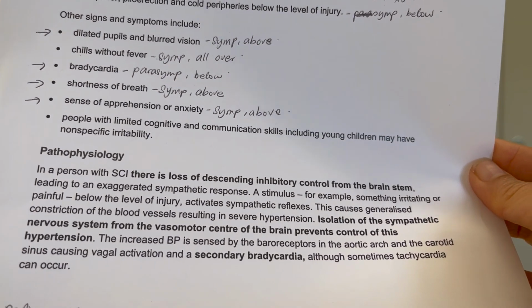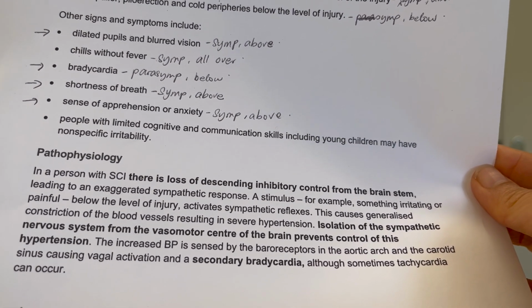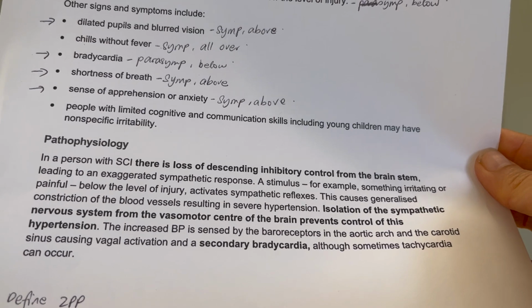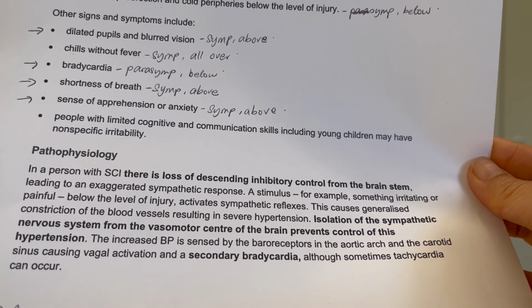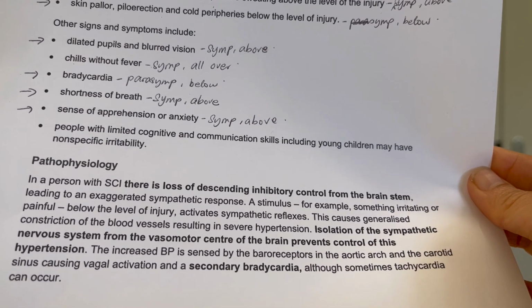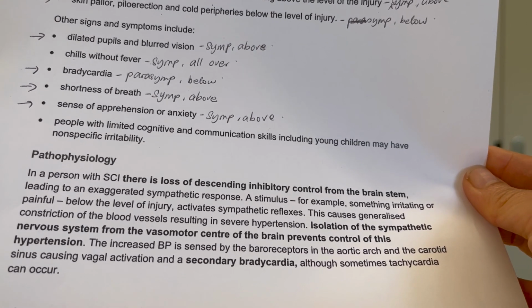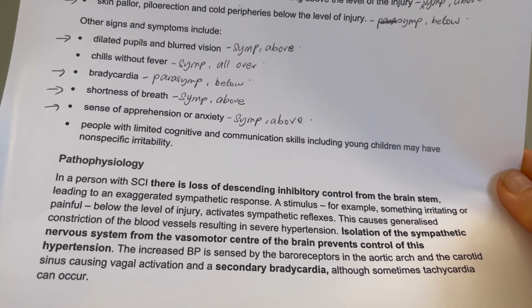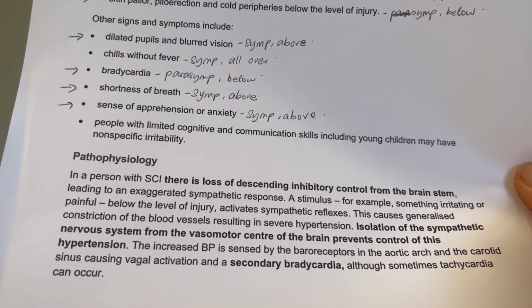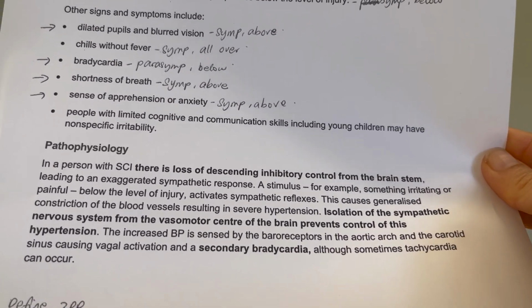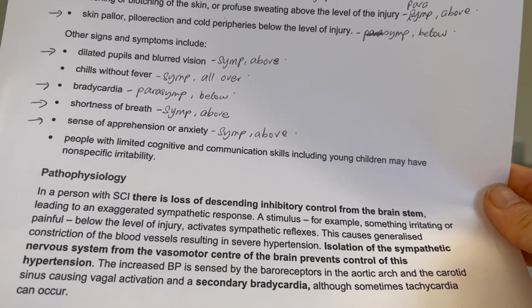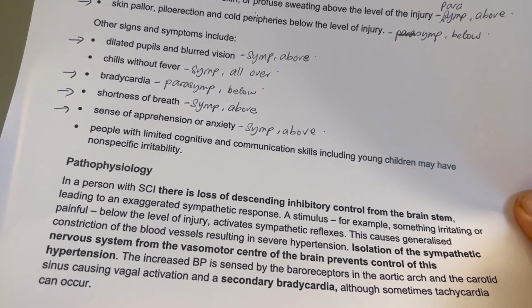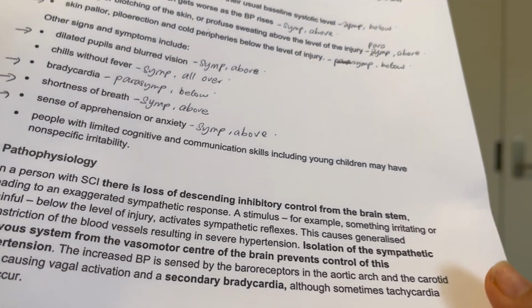Shortness of breath will be a sympathetic response above the level of lesion, and a sense of apprehension or anxiety is a sympathetic response due to really high blood pressure. And I've written this as above the level of lesion because the person is feeling it in their head. That's how I would answer the question. It certainly gives more than 6 signs and symptoms, so it depends on how the question is written.